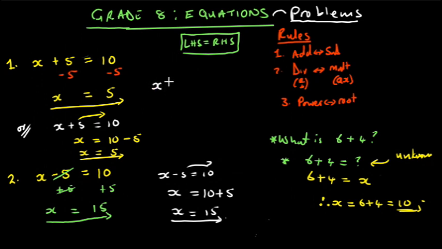x plus 10 is equal to 5. Look, what should we do? We don't want this on this side because we need to isolate our x. Our x has to stand by itself. So we take this to the other side. When we take it to the other side, we have x is equal to 5 minus 10, and our x is equal to 5 minus 10, which is minus 5. So we get our answer that way.